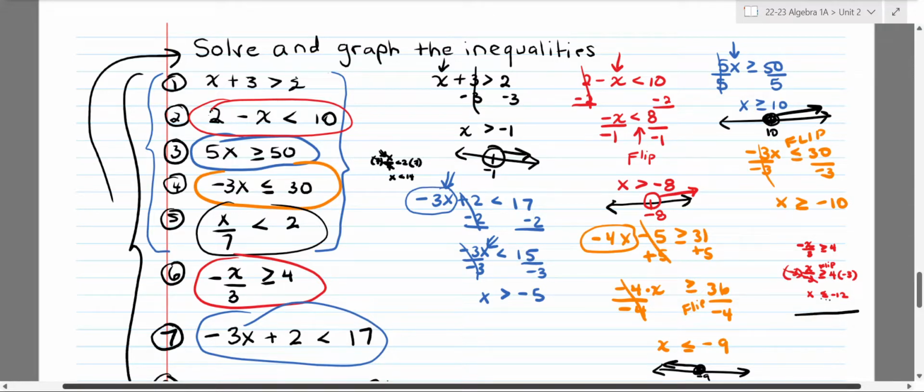This one was x less than or equal to negative 12. So this is negative 12, closed circle, because we have an equal sign, and it goes left. This one is an open circle at negative 5, and it goes to the right. All right, so I hope I did all of them. If not, I'm sorry.